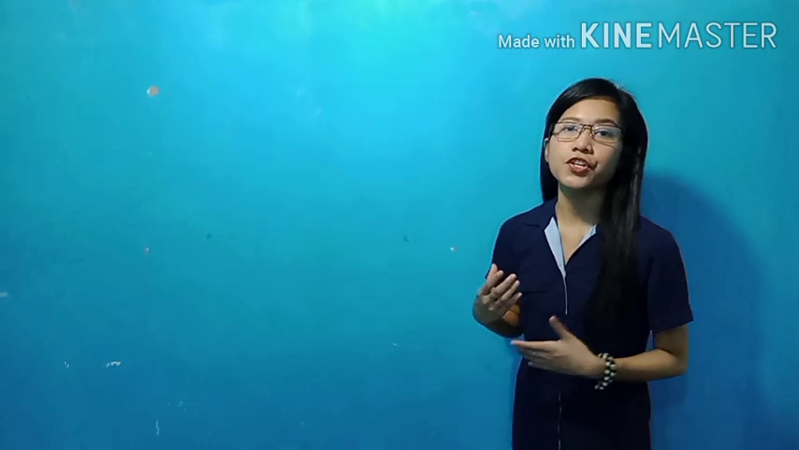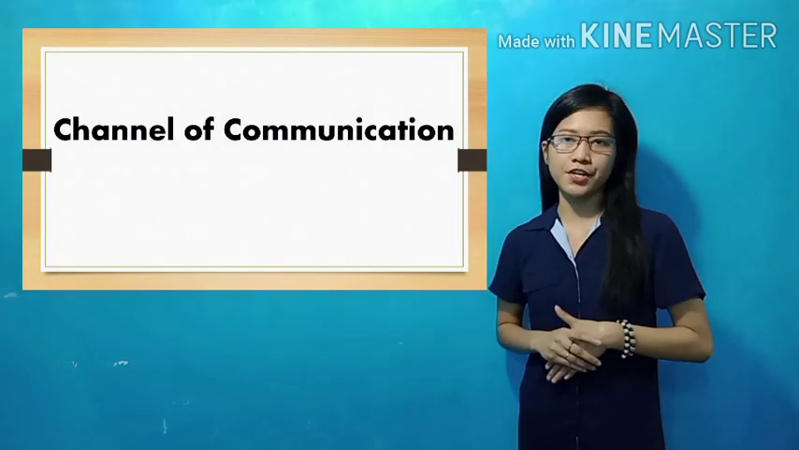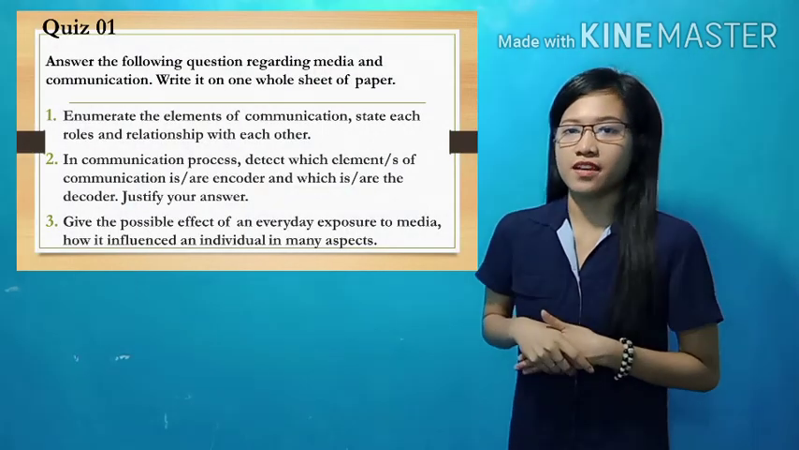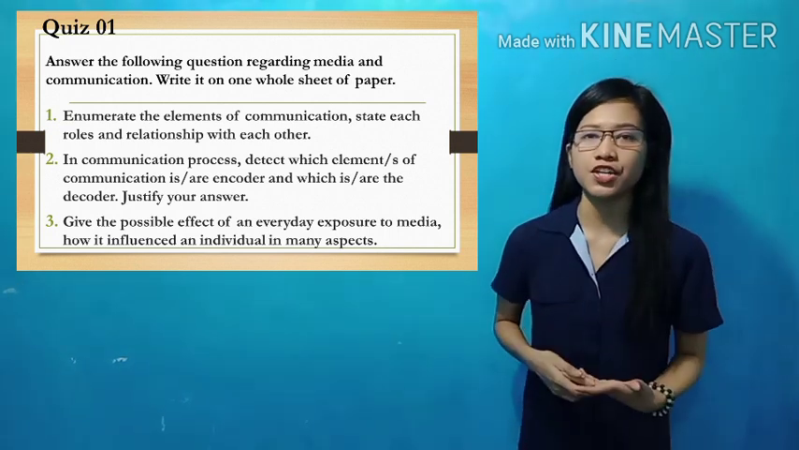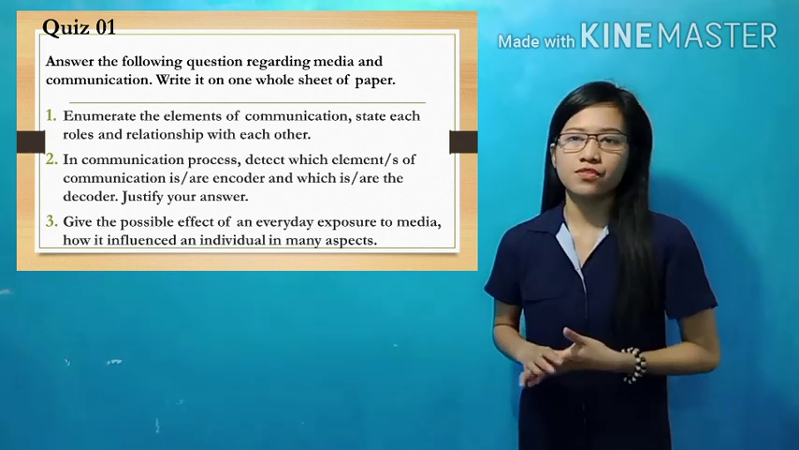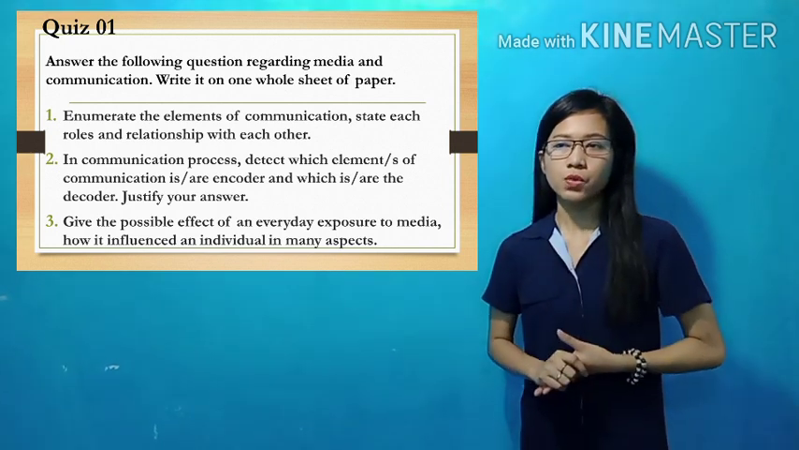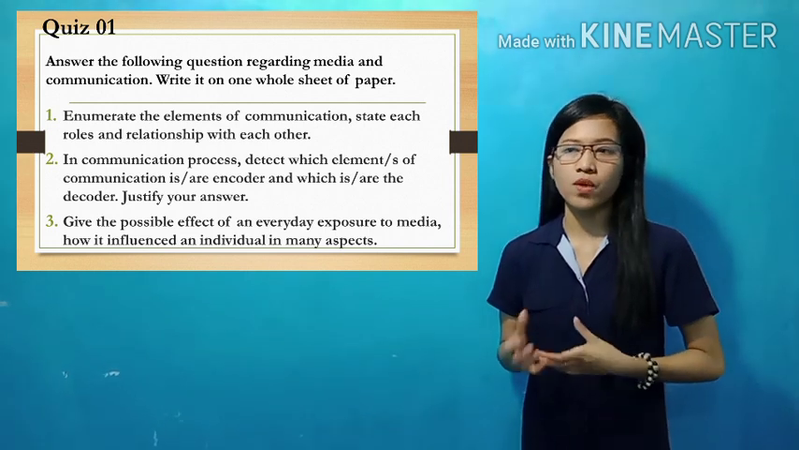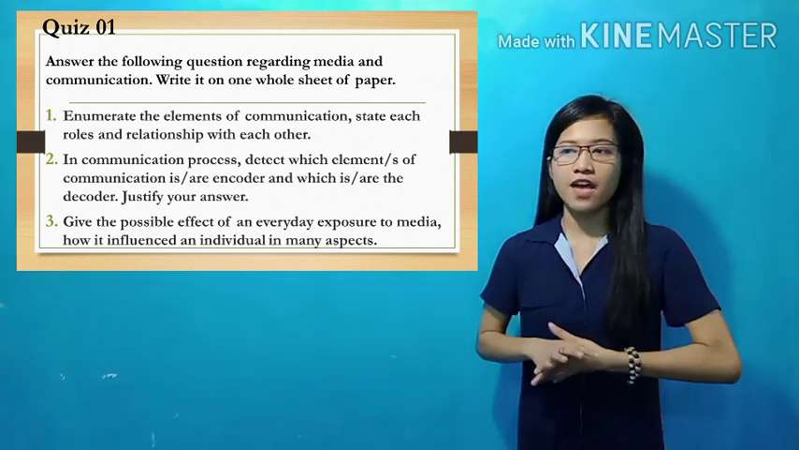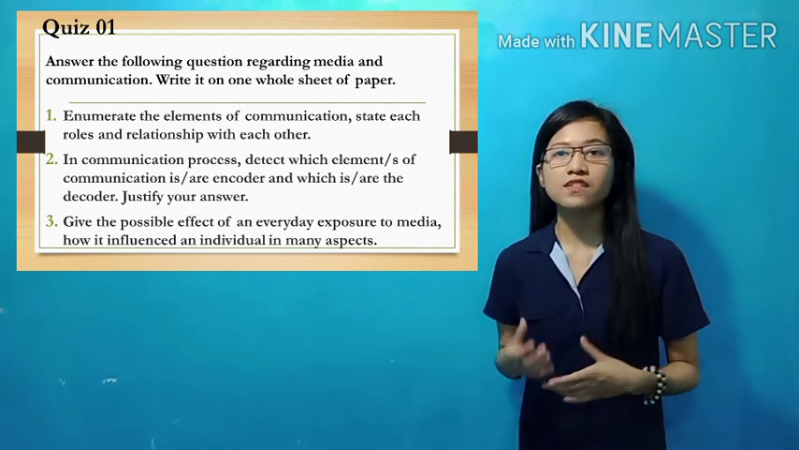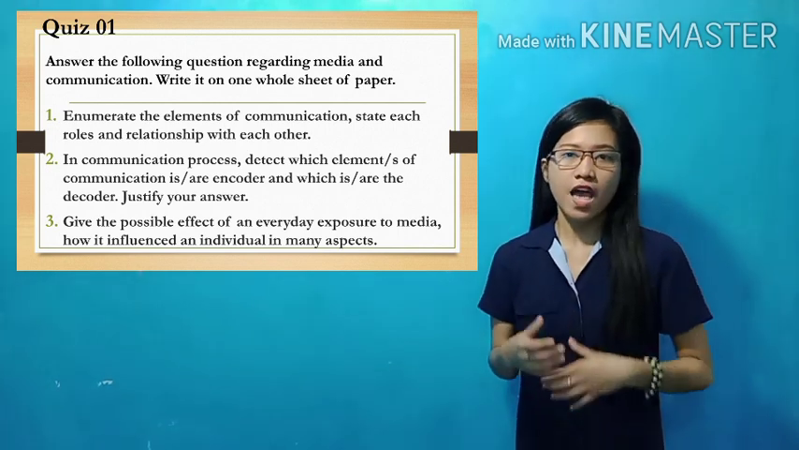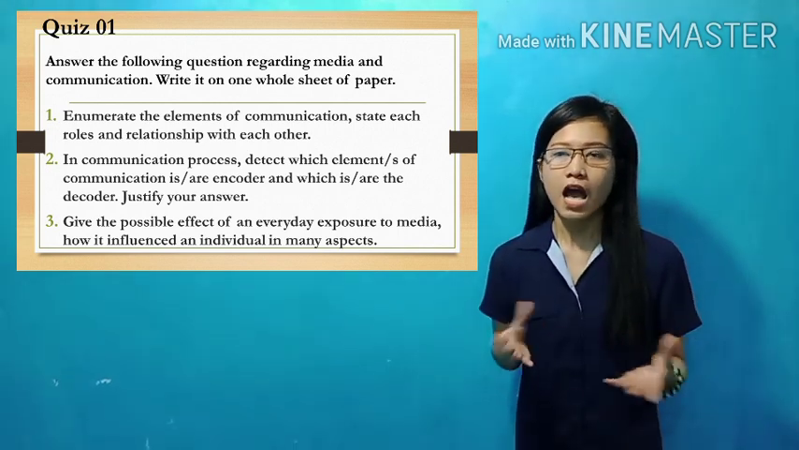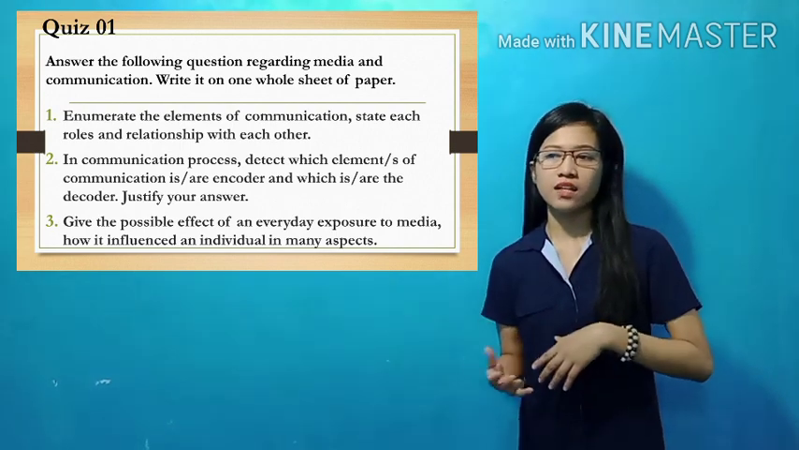Let us evaluate your knowledge about channel of communication and processing of information. Kindly answer the following questions. Write it on one whole sheet of paper. Number 1, enumerate the elements of communication. State each role and relationship with each other. Number 2, in the communication process, detect which element is the encoder and which is the decoder. Justify your answer. Number 3, give the possible effects of everyday exposure to media, how it influences an individual in many aspects.